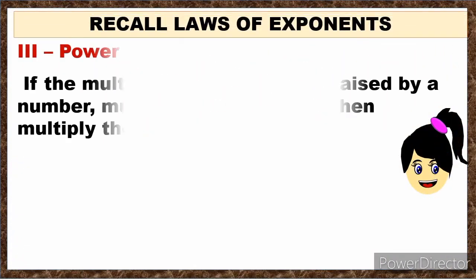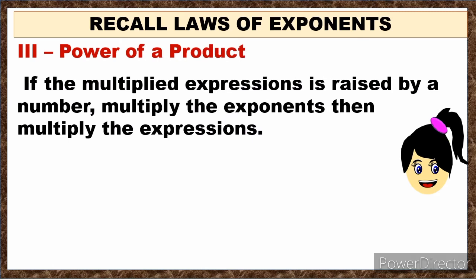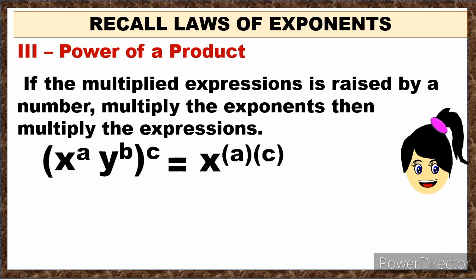Okay, next, let's have the third law, power of a product. If the multiplied expressions are raised by a number, multiply the exponents, then multiply the expressions. We have x raised to a, y raised to b, raised to another power c, then it is equal to x raised to a times c. We're going to distribute the exponent, and then we multiply a times c. Then we have y raised to b times c.